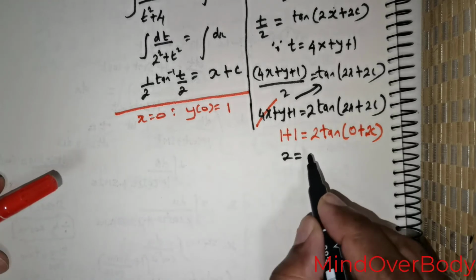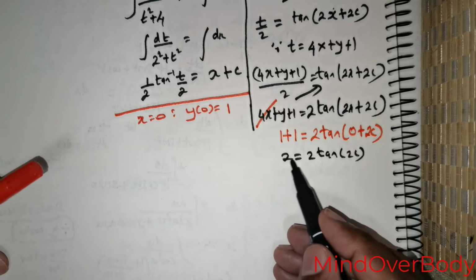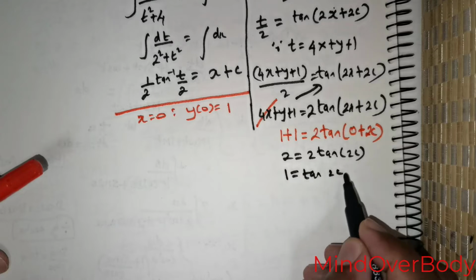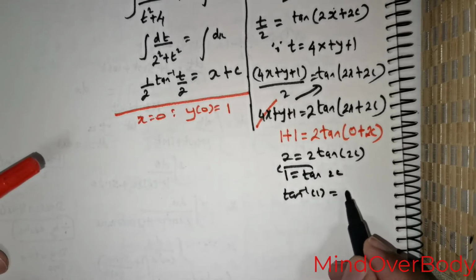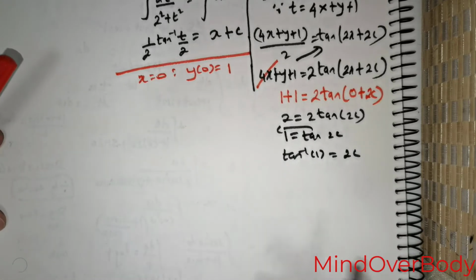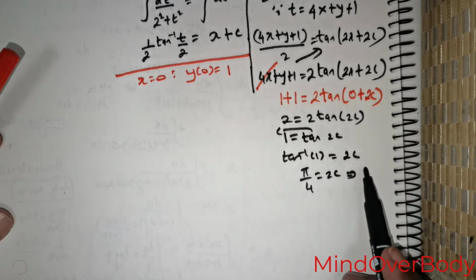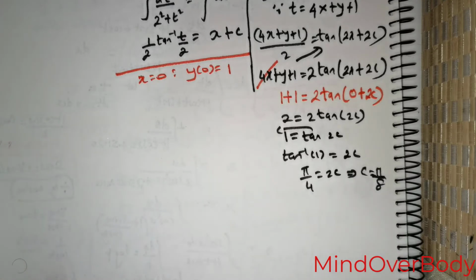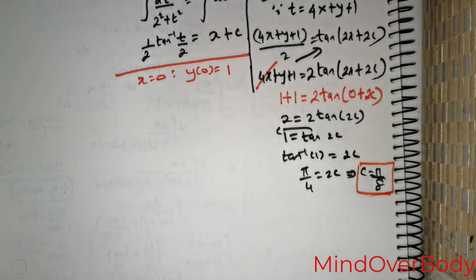So I can rewrite this as 2 is equal to 2 times tan of 2c. 2 divides 2 once, so it's going to be 1 is equal to tan of 2c. I can move this tan to the other side, so this is going to be tan inverse of 1 is equal to 2 times c. But what is tan inverse of 1? That's pi over 4 is equal to 2c. So this means I got c is equal to pi over 8. So I've got the value for c, right? Pi over 8 is a value.